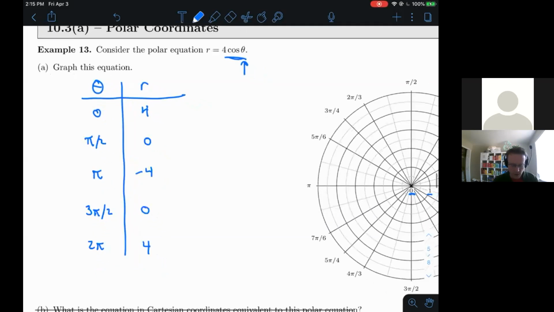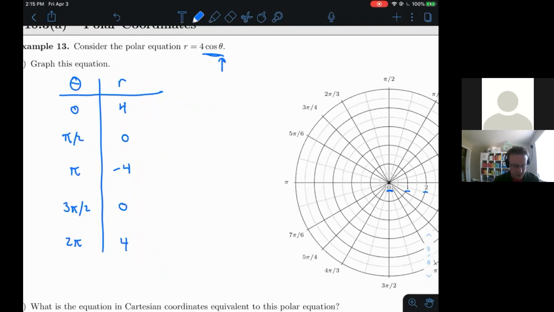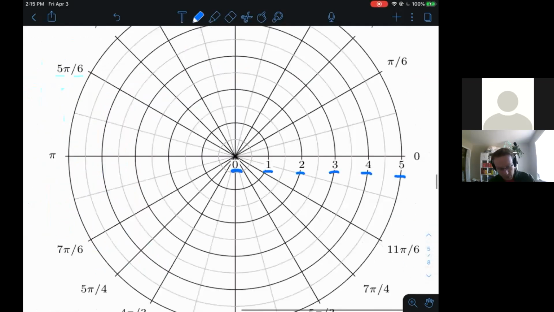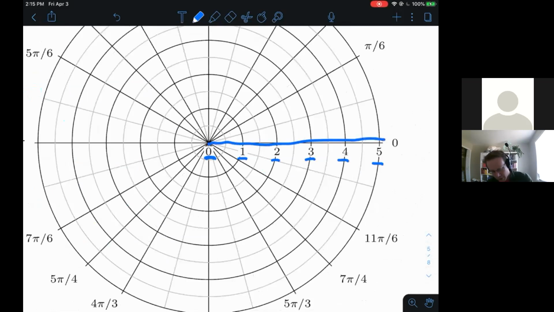So now let's go over here and start sketching these things. So first of all, I have theta equals 0. At theta equals 0, notice we're looking in this direction right here along the positive x-axis. I haven't rotated around at all. And we need to take 4 steps out. So that's my radius, my r value. So 1, 2, 3, 4. So this is where we are for that point there.